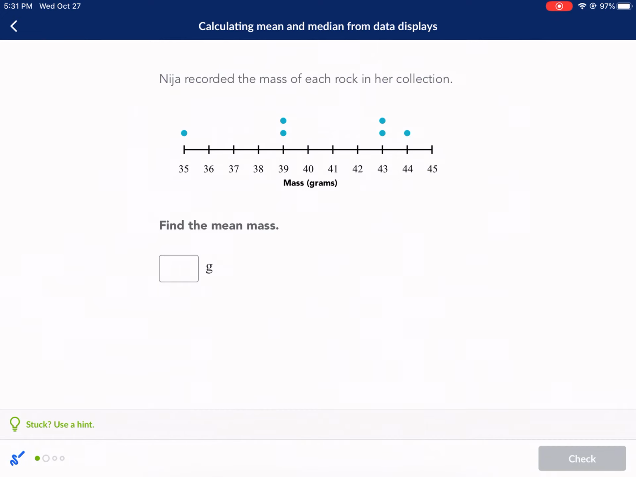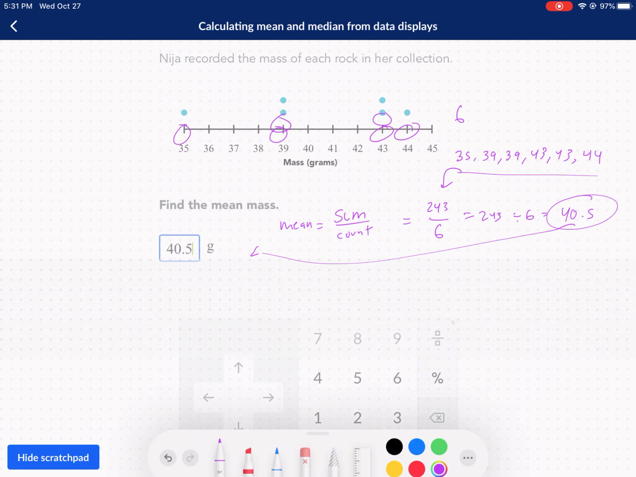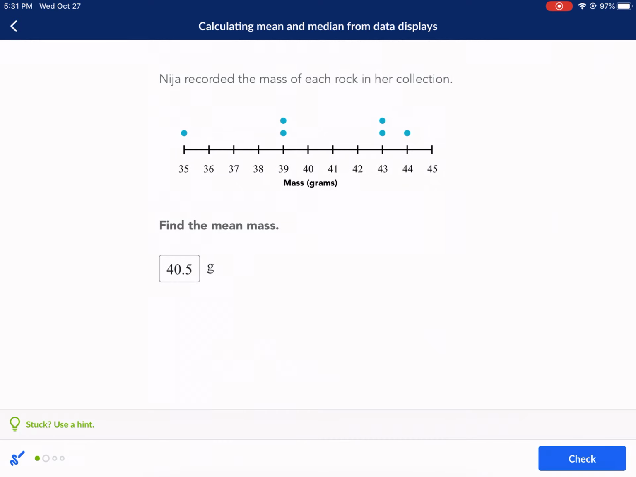That means the typical mass for this particular rock collection is 40.5 grams, which is kind of nice because that's right about here. Okay, so it kind of splits the difference. It's about halfway between this group and this group. Okay, so that's the mean. That's why the mean is a good measure of center.